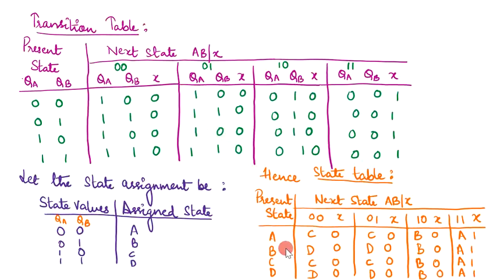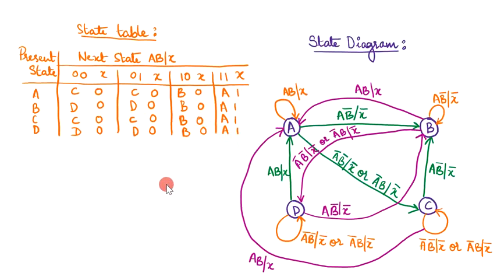So A to C with an output 0. 0, 1 is B. So A to B with an output 0. This is A to A with an output 1. So this way the state table can easily be obtained. From the state table you can obtain the state diagram.